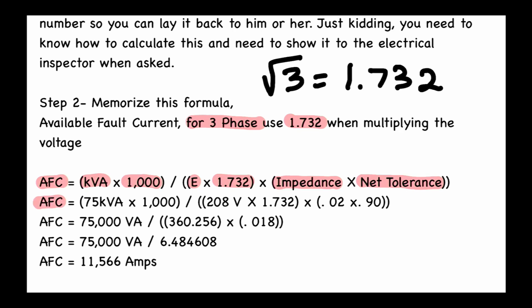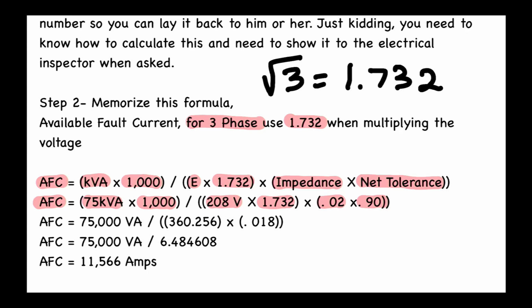So available fault current, AFC, is equal to 75 kVA times 1,000. Over here, we've got the voltage times 1.732. Over here, we've got the impedance of 0.02, and this net tolerance of 0.90. When I said this 10% net tolerance, we want to make the available fault current worse, so we multiply that by 0.90. You can play around with the numbers and see that by making it 0.90, we're making this worse, because when the impedance becomes lower, the available fault current is going to get larger.